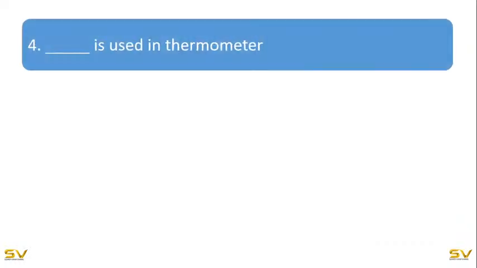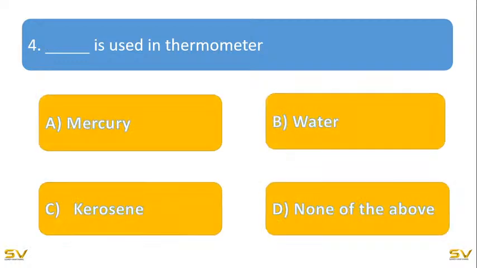Now coming to the next question. Dash is used in thermometers. Is it A, mercury, B, water, C, kerosene, or D, none of the above? So definitely you will answer this. Which is used in a thermometer? Is it mercury, water, kerosene, or none of the above?